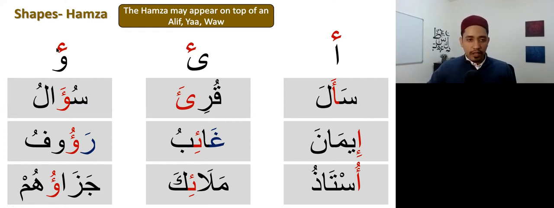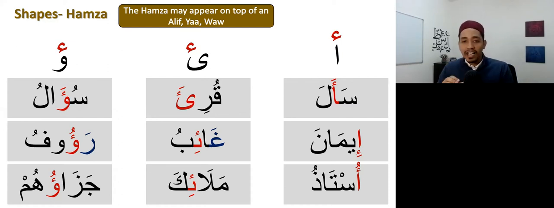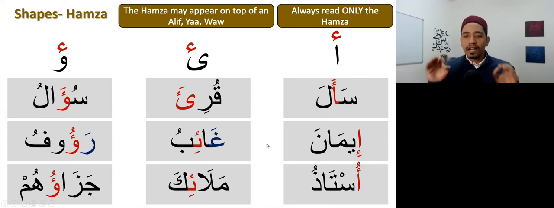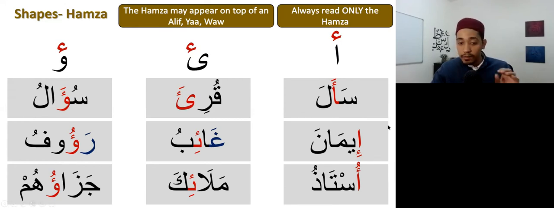Right, so let me just conclude on this. So let's draw a conclusion. The Hamza often uses the Alif, Ya, or Waw as housing. So it might appear on the Alif, on the Ya, or on the Waw. Right? And when this happens, always read only the Hamza. That's it. You see the Hamza? Don't even give that next letter any attention. And it has zero relevance in terms of reading.